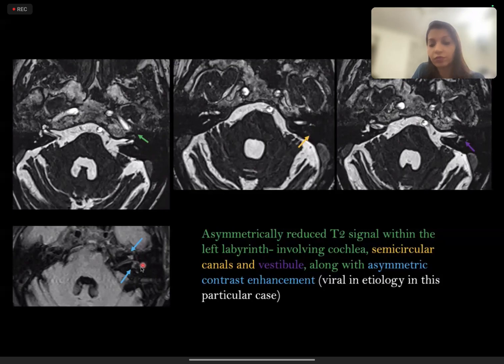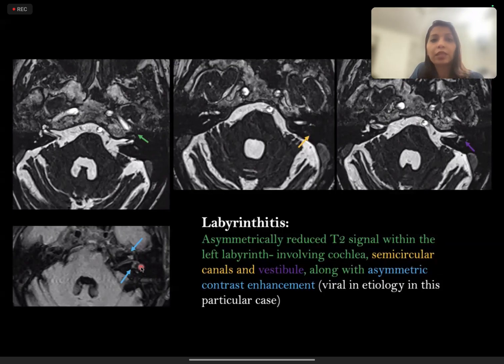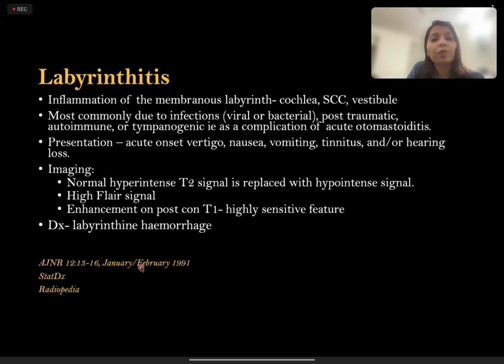So this is a case of labyrinthitis. So what is labyrinthitis? It is the inflammation of the membranous labyrinth. And membranous labyrinth structures are cochlea, semicircular canal, and vestibule. Most commonly, these are caused by infections, which could be viral or bacterial. In fact, in our case, this was a viral infection in this patient. The other causes could be autoimmune, post-traumatic, tympanogenic as a complication of acute otomastoiditis. So, for example, the case of coalescent mastoiditis that I showed you can have further complication with a labyrinthine fistula and can lead to labyrinthitis.